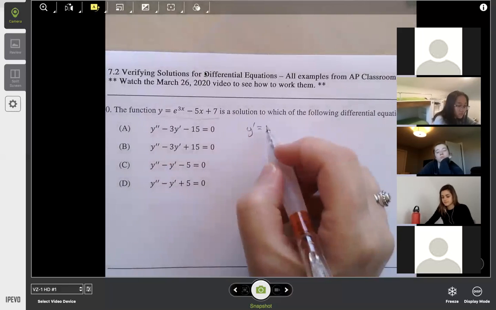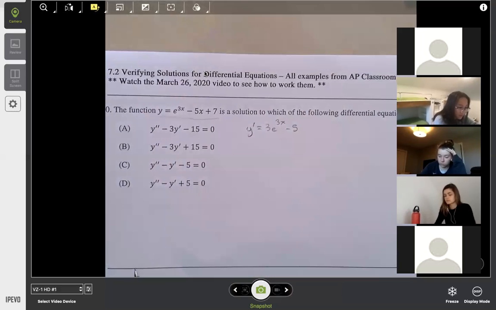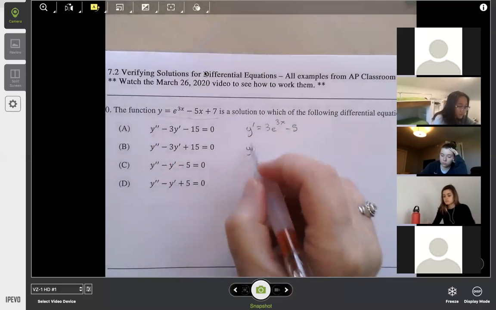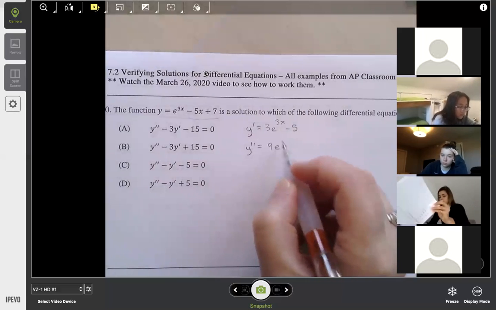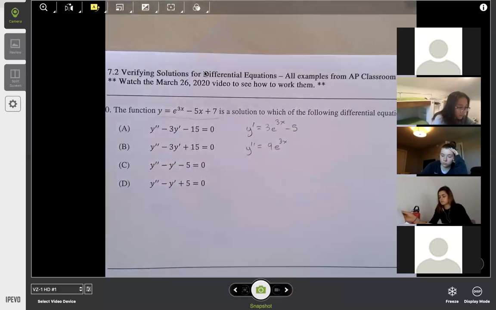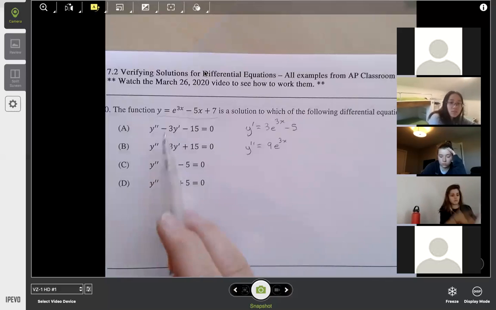So e to the 3x, it'd be 3e to the 3x minus 5. And y double prime would be 9e to the 3x. And then the derivative of the 5 is just 0. All right. So I've got to kind of guess and think about which one I think this might work in.